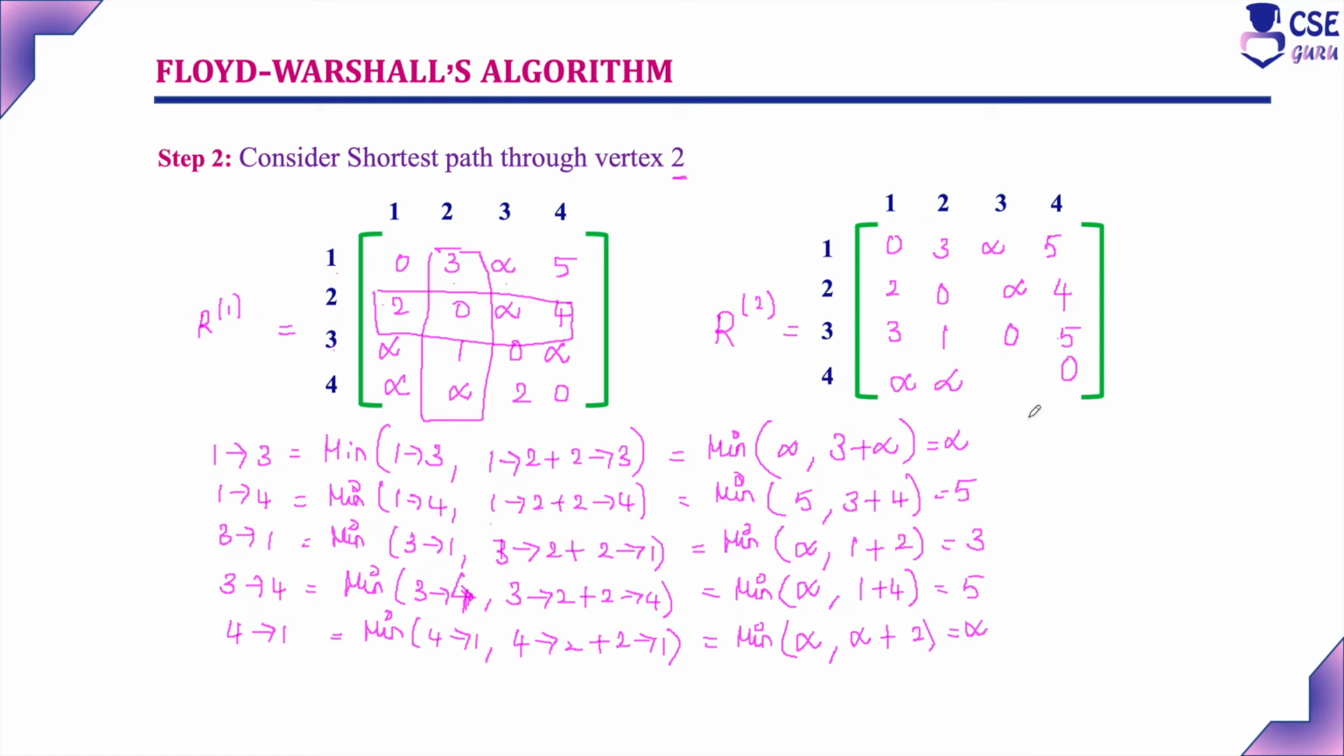Next is 4 to 3. So minimum of 4 to 3 through the vertex 2. So 4 to 2 plus 2 to 3. So 4 to 3 already the value is 2. And 4 to 2 plus 2 to 3: 4 to 2 it is infinite, 2 to 3 it is also infinite. So the distance we will get is 2 only. So this is the new matrix we have found by considering the intermediate vertex 2. And the new matrix is R of 2.